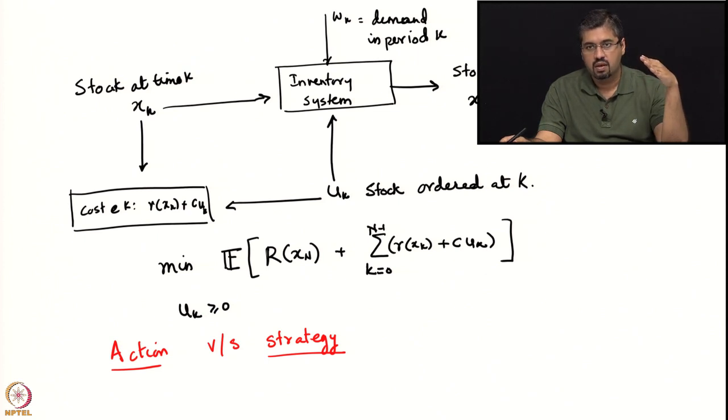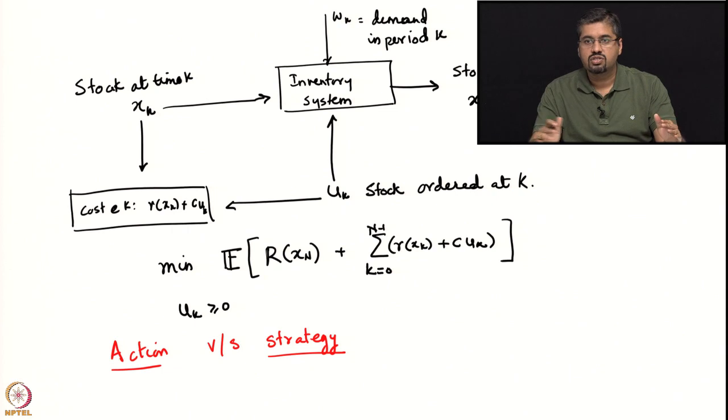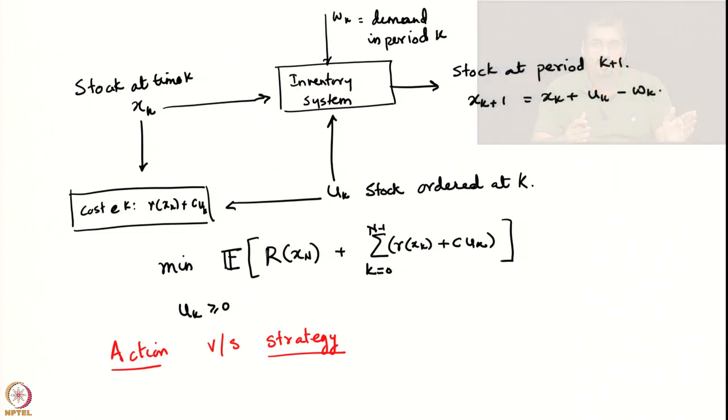Now this action is chosen as a function of some information, and in this case the information is the amount of stock that we had at the beginning of the time instant. So the action is a function of information. So what are we really choosing when we are solving a problem like this? To answer this question we can look at this problem in two different ways.